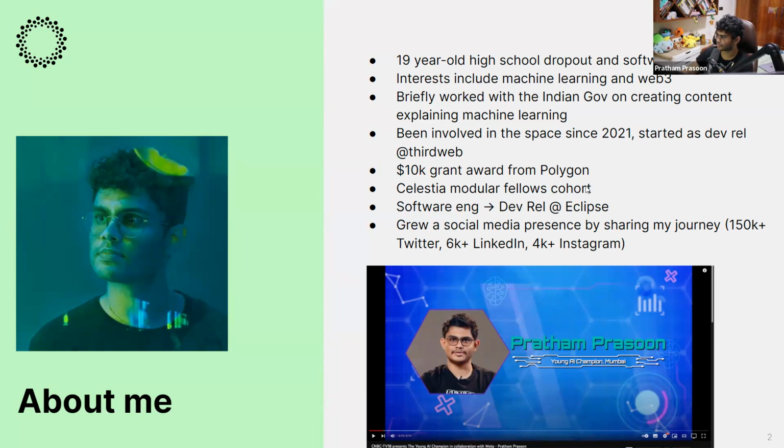Then last year I was a part of Celestia's Modular Fellows cohort, and Celestia is another blockchain infrastructure company that specializes in different areas of the modular blockchain stack. I was the youngest person in that cohort, and in 3 months I built a project with Celestia, and I was also awarded a grant for that. And funnily enough, I happened to meet a lot of the people at Eclipse because of Celestia's Modular Fellows cohort.